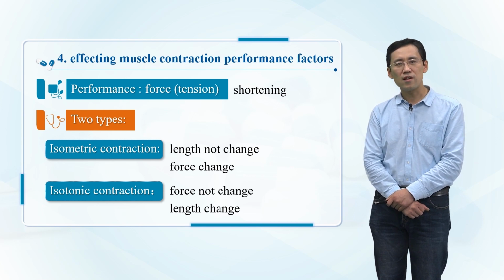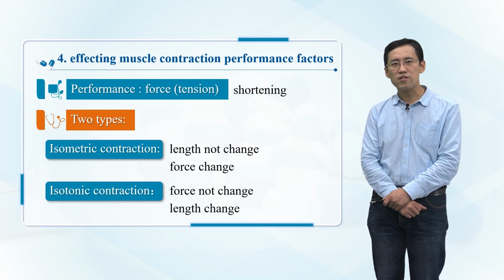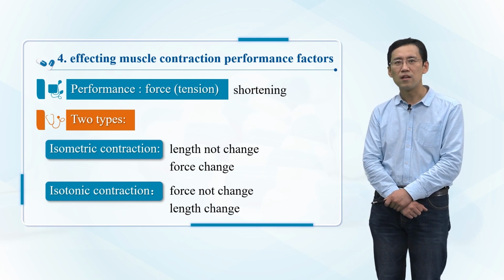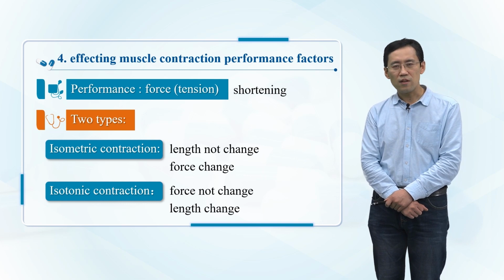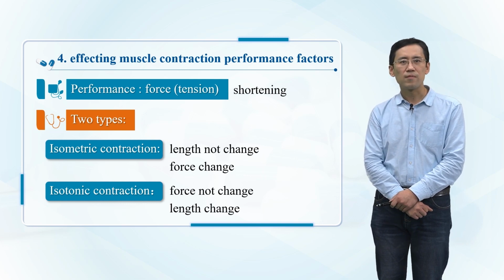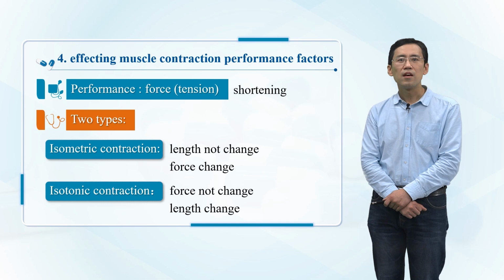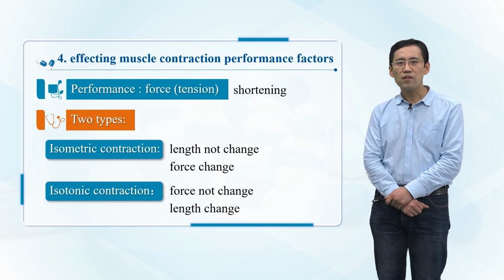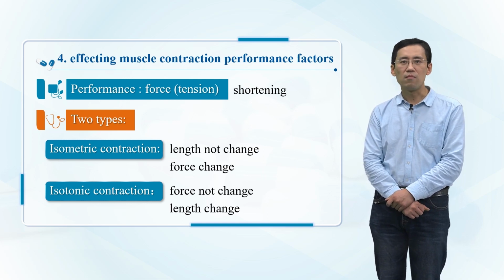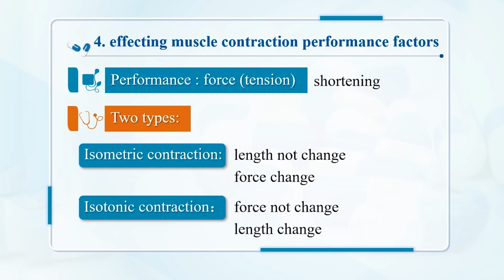I think this is the after-excitation effect. After the excitation, the contraction characteristics. The performance includes the force and shortening of the filament. There are two types of performance: the isometric contraction and the isotonic contraction.